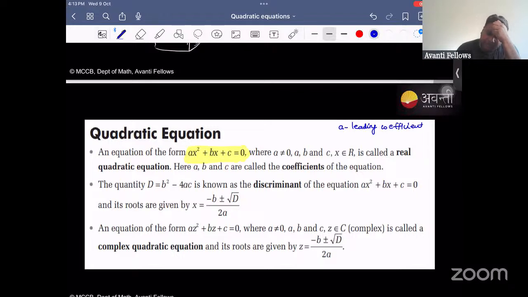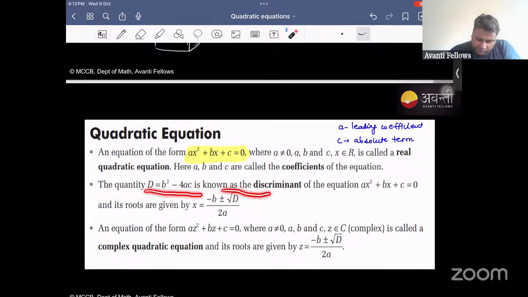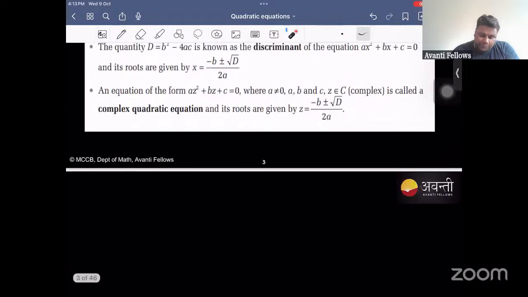And C is called the absolute term. All right. The quantity D equals b square minus 4ac is known as the discriminant of the equation ax square plus bx plus c equals 0, and its roots are given by this. Got it? I'll give you its proof also.